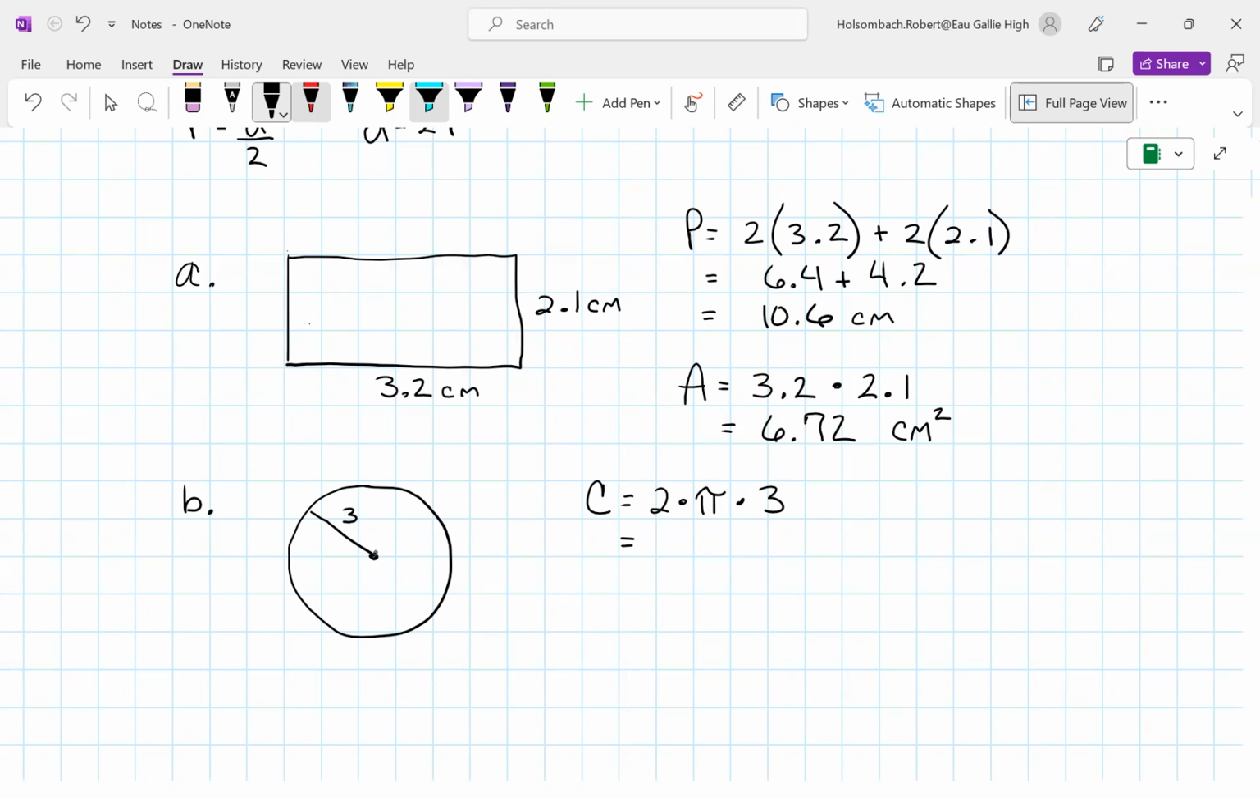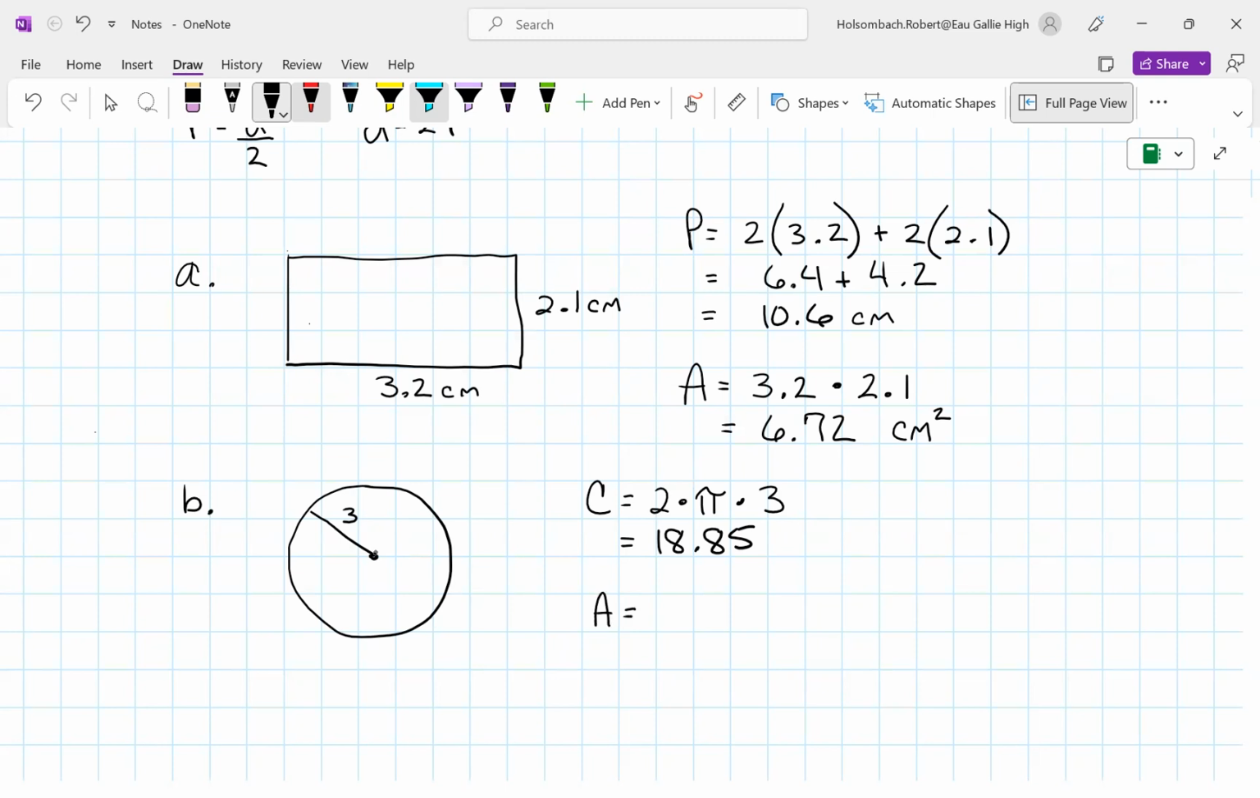Okay? So if you push 2 times the pi button, it's 1 left and 2 up from the 7. So push 2 times the pi button times 3, hit equals. And I'm going to take my calculator to second, fix 2. And you should get 18.85. All right, 2 times pi button times 3, because 3 was our radius. Set the calculator to second, fix 2. And there's your circumference.